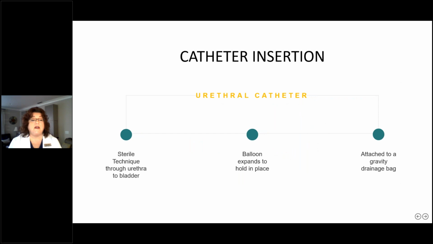So the insertion, it's a sterile technique through the urethra into the bladder. The balloon expands to hold it in place. And then again, it's attached to gravity drainage.